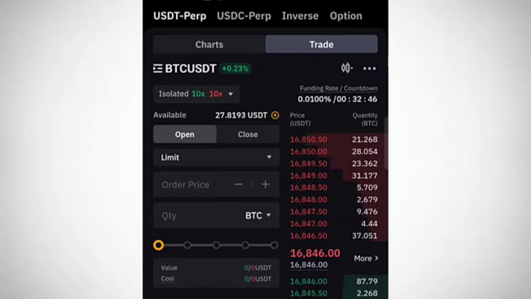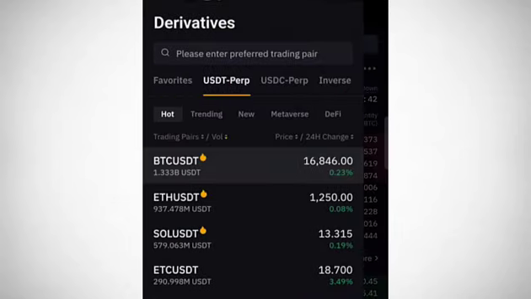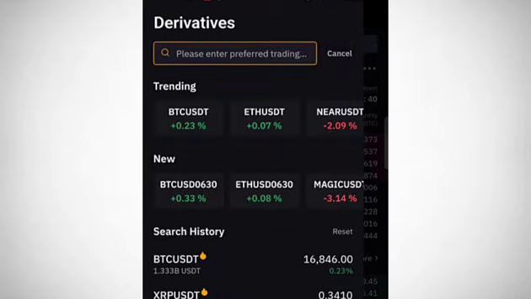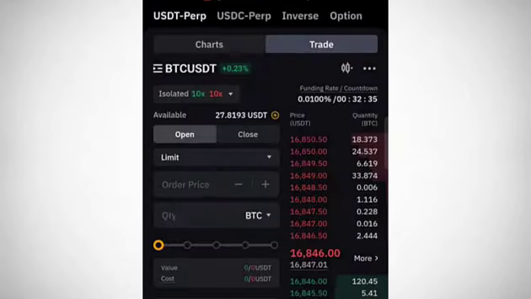So let's open a trade. For us to open a trade, you have to select the coin you want to trade. In this case, you click on BTC USDT and you can search for any coin you want to trade. But in my case, I'll be trading Bitcoin, so I'll just leave that selection the way it is.